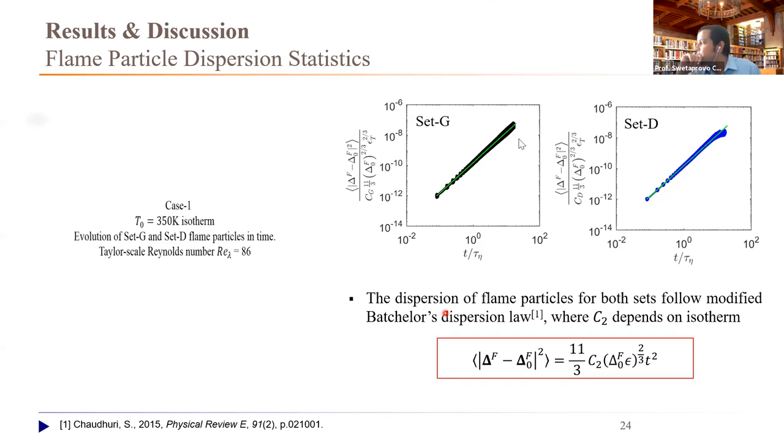Typical cost of the simulations: there are two parts to the cost. First you have to do the DNS. I think we ran it on 1,000 CPUs for about 20 hours, so it's about 20,000 CPU hours. And then you have to save the data at very fine time intervals also, but that was done on a workstation with a large RAM.